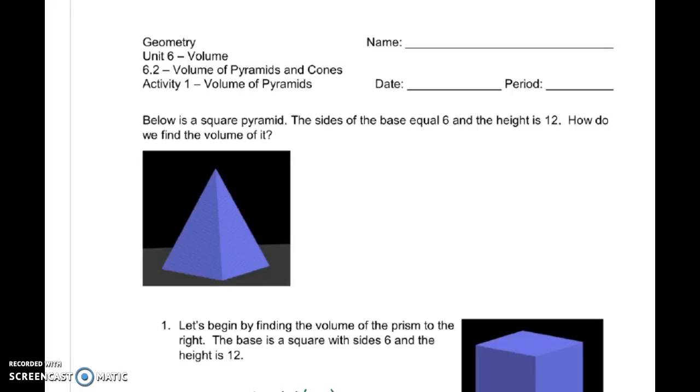So below we have a square pyramid. The sides of the base equal 6 and the height is 12. We want to know, how do we find the volume of this pyramid?